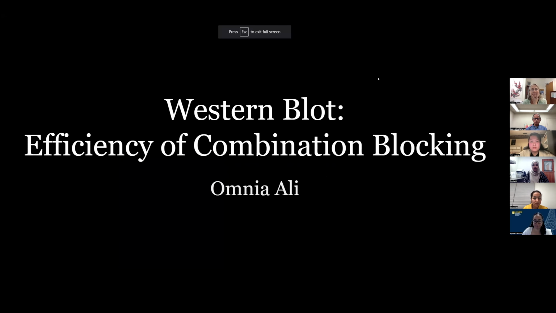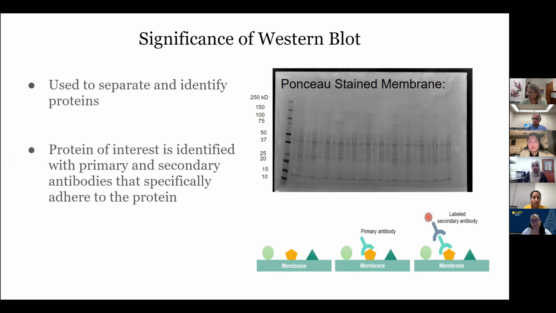All right. So hello, my name is Omnia Ali, and for my presentation, I worked on the efficiency of combination blocking in the Western blot experiment. Just a little bit of background. The Western blot is a really powerful technique that we use to separate and identify proteins. Through the Western blot, we can also identify the relative concentration of proteins in a specific sample. We do that by using an antibody treatment, which will specifically bind to the protein that we're interested in.